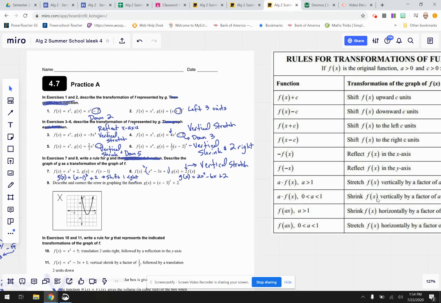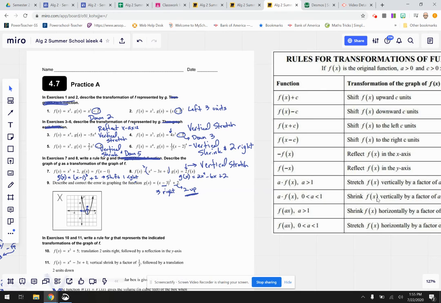Number 9 says, what is the error? What did they do wrong? Well, this right here means 3 right. This right here means 2 up. So from 0, 0, they should be going 1, 2, 3 to the right and 1, 2 up. They went down instead. So they should have gone up. So that's their mistake. They went down, it was really up.